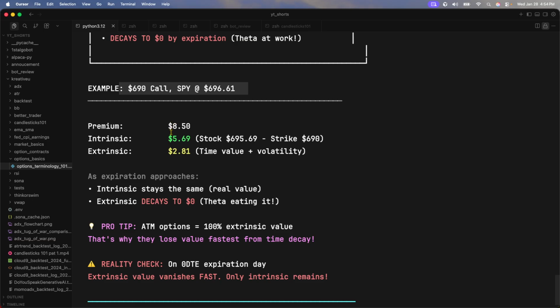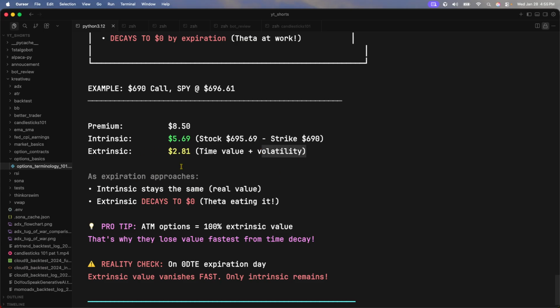So we paid $850. Of that $850, our intrinsic value is going to be the stock price, which is $696, minus the strike price, which is $690. And then we have $596, and this is just the intrinsic value. So if we were to sell it right now, this is how much money we would get right now. That's crazy, right? And then extrinsic is going to be $281, the difference left over. That is going to be time value plus volatility.